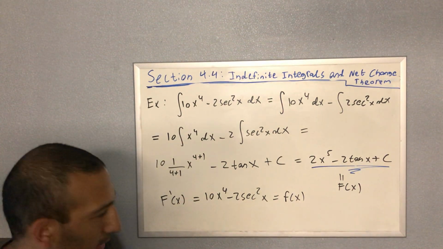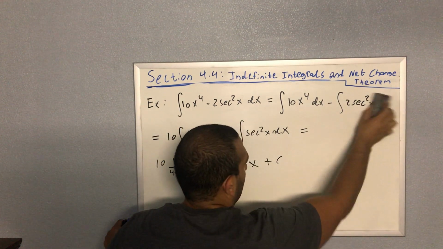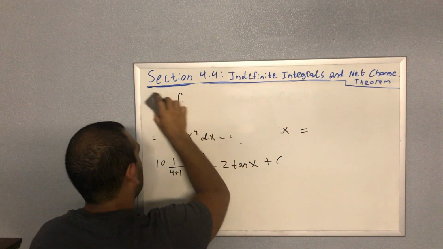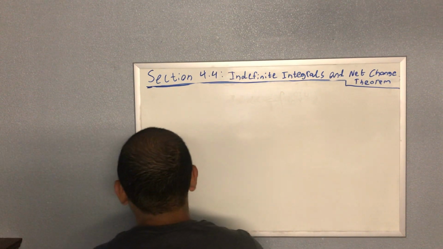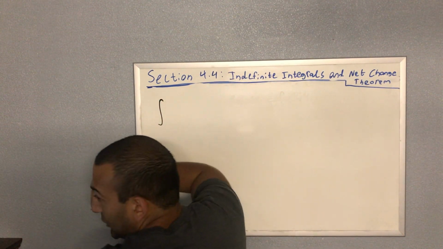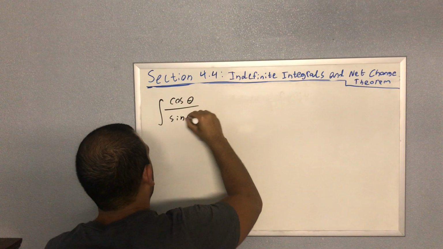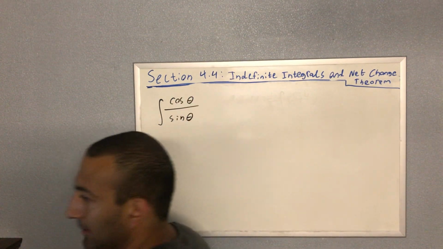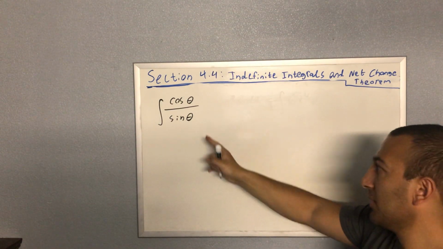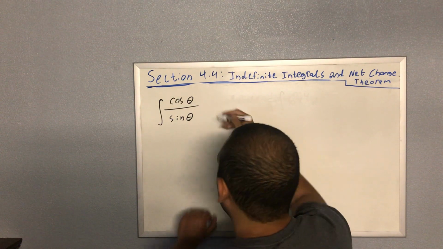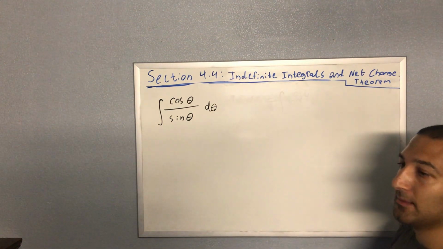Okay, now let's do maybe some more challenging ones. And this one's nice because we have a little change of variable. So let's say cosine of theta over sine of theta. Okay, so this is my integrand. And in this case, should I put dx? What should I put there? Well, these functions, their variable is theta, so I must put d theta. Remember, it doesn't matter, but it has to be consistent.